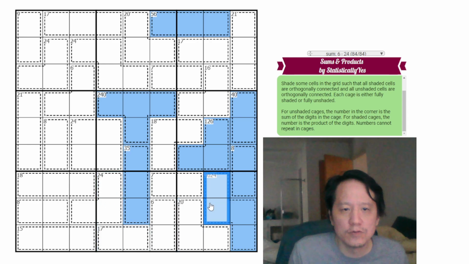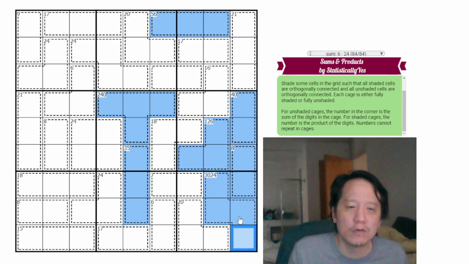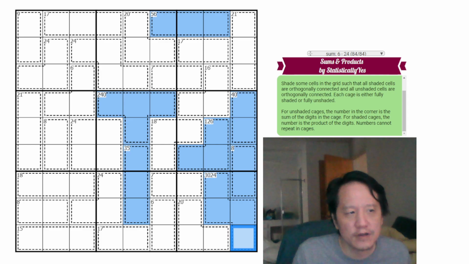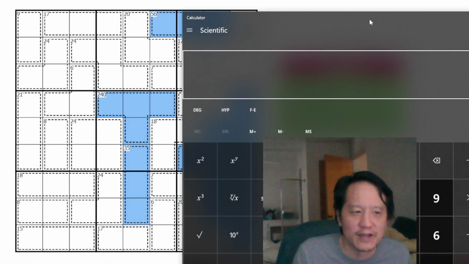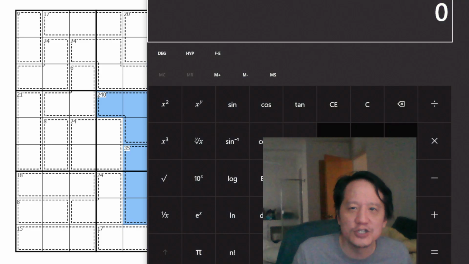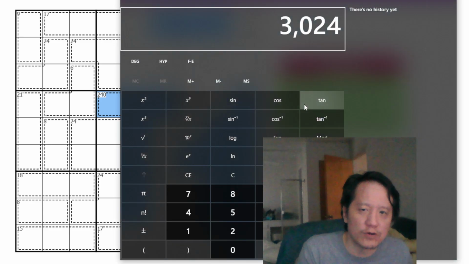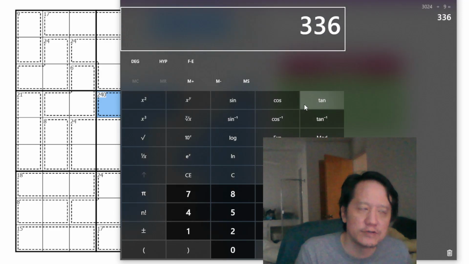Interesting. Maybe start calculating some of this. 3024. Okay, let's get out the calculator. I'm sorry, I can't do this in my head. It's a little too much. So we have 3024. That's divisible by 9. That's 336, which is divisible by 3. So it's 3 and 9.